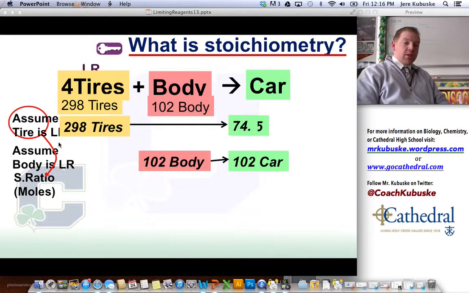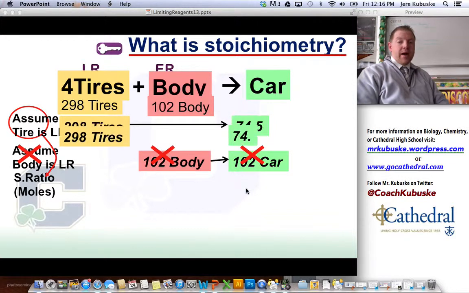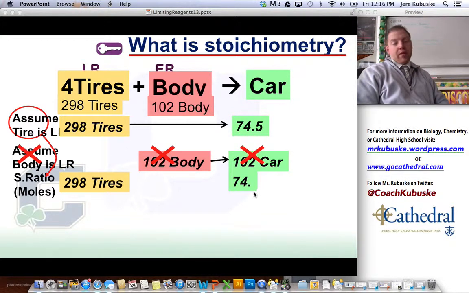So I circle the true statement, and I'm going to drag down all the true information, the 298 tires and the 74.5 cars. And I'm going to round it to 74 because you can't make half of a car. Everything that's false, I want to get rid of. I'm going to cross it out. So this is not the true limiting reactant, and this is not a true number because it's not. That's the excess. Okay, so I'm going to call my bodies the excess reactants.